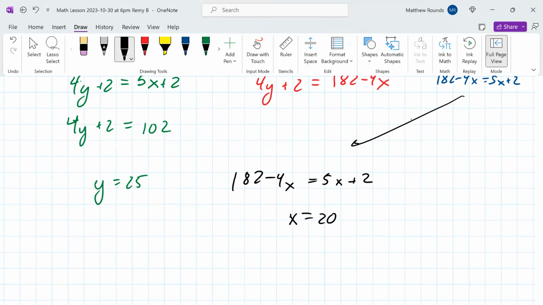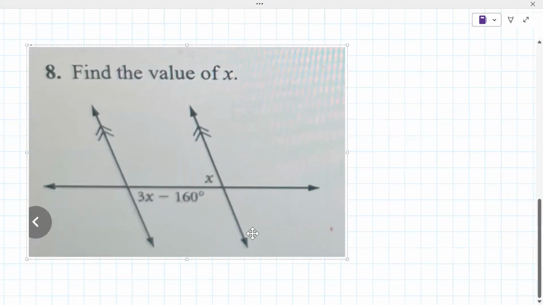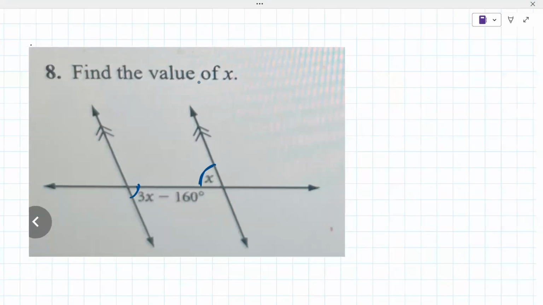Let's do another one here, and then we'll talk about the other type of relationships you might see in parallel lines. The other orientation is where the lines are not going horizontally, they're going more vertically. So what this is referring to here is this angle and this angle here. Do you remember the name for those angles?